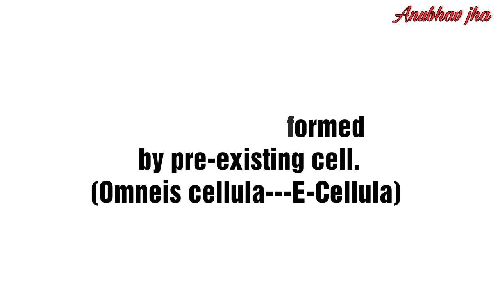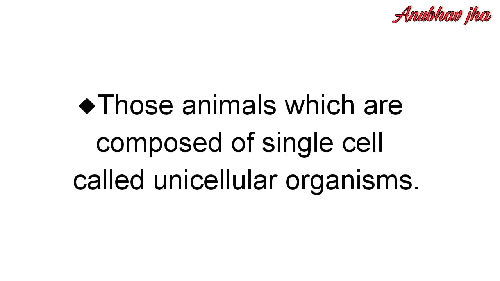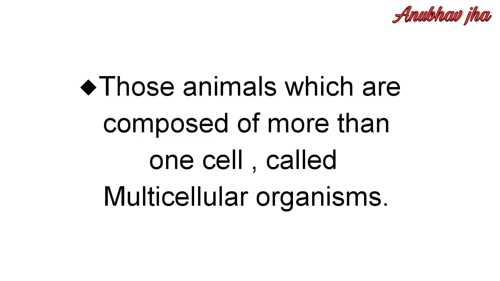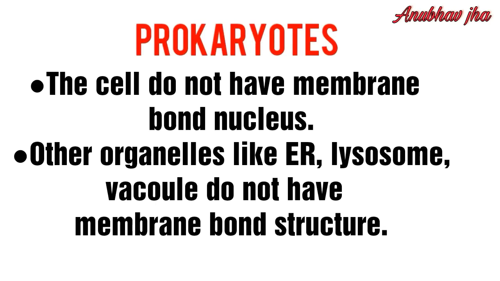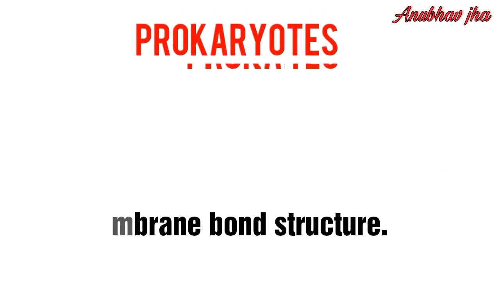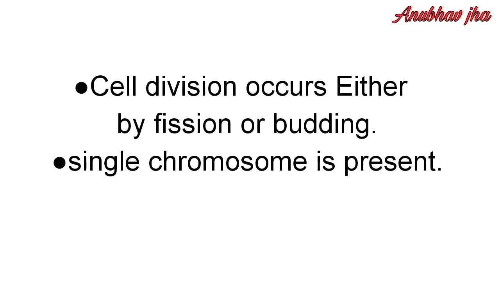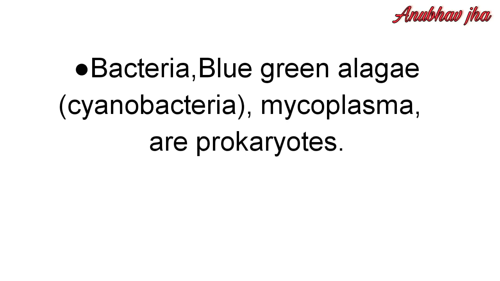Unicellular: those organisms which are composed of a single cell are called unicellular organisms. Those which are composed of more than one cell are called multicellular organisms. Prokaryotes: the cells do not have a membrane-bound nucleus. Other organelles like lysosomes and vacuoles do not have a membrane-bound structure. Cell division occurs either by fission or budding. A single chromosome is present. Bacteria, blue-green algae, cyanobacteria, and mycoplasma are prokaryotes.